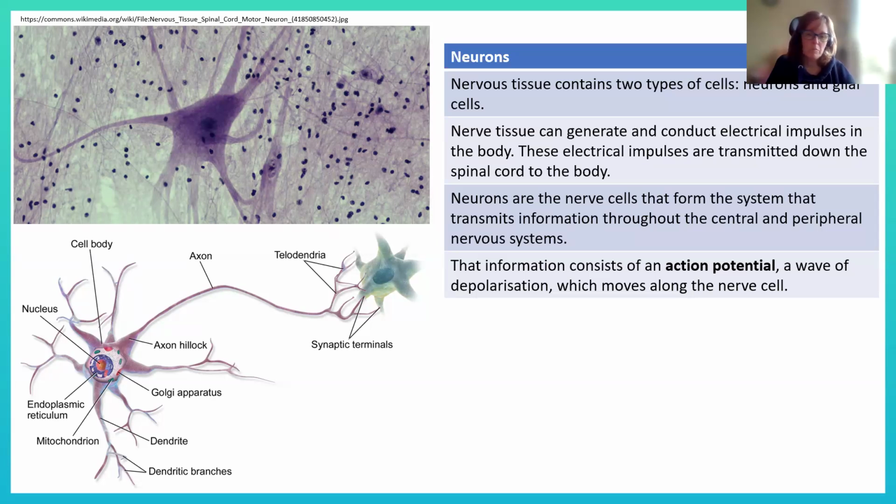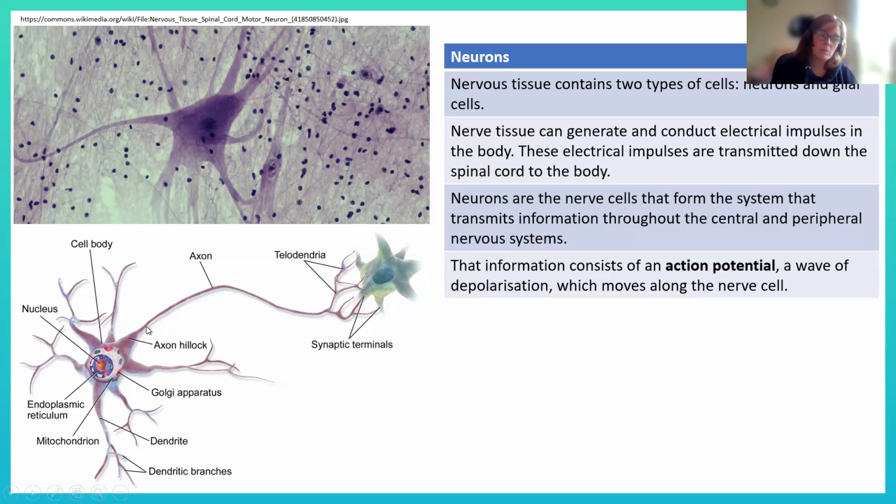But what happens is the information gets sent along the neuron. So this is a neuron, the nerve cell, and the information, it's an electrical impulse that gets sent along, and we call that impulse an action potential. Don't worry too much about that term for now. We will explain it in a later unit of this course. And it causes something called a wave of depolarization, which moves along the nerve cell. That sounds quite confusing. It changes charge.